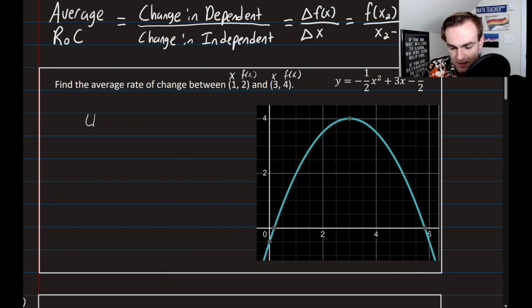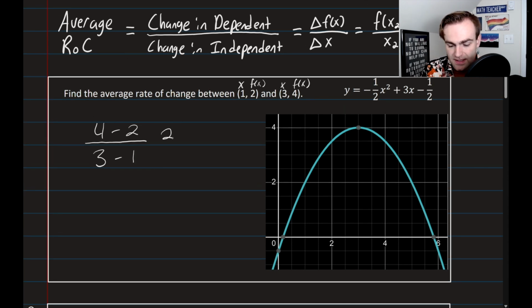So if I am doing the 4 and the 3 together, then I need to put the 2 and the 1 together. 4 minus 2 is 2. 3 minus 1 is also 2. So we get 2 over 2, which reduces to 1. So that would be the average rate of change between the points 1, 2 and 3, 4.